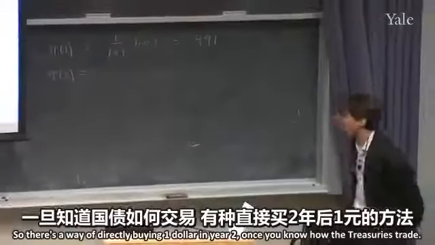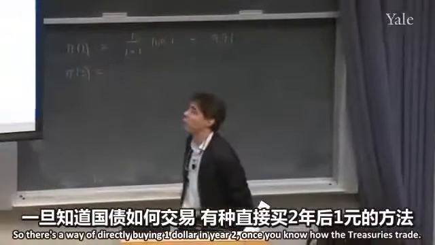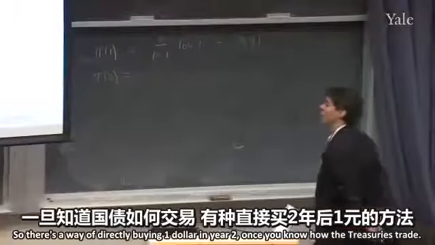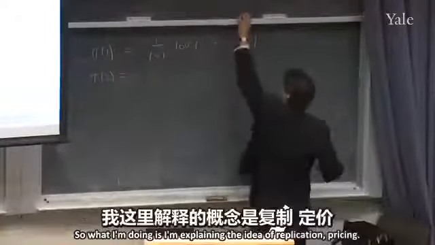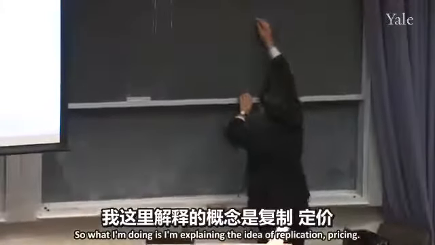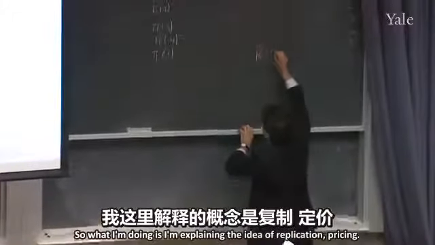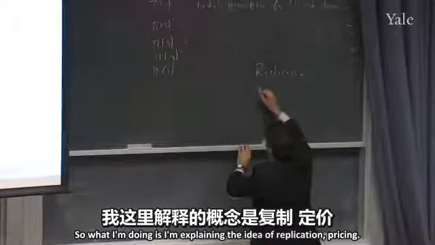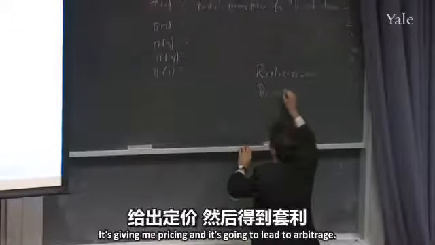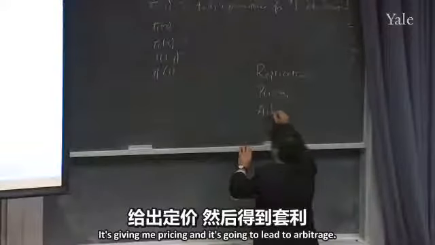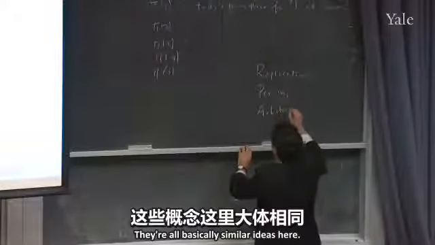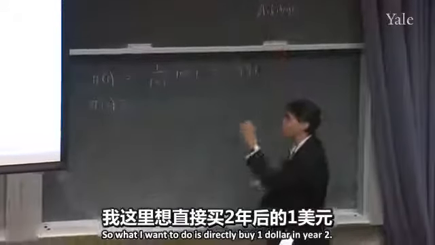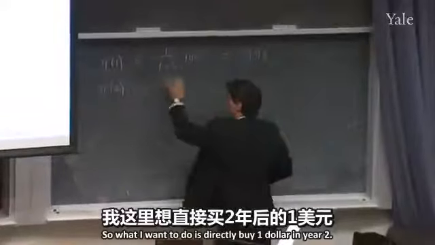So there's a way of directly buying $1 in year 2 once you know how the treasuries trade. What I'm doing is explaining the idea of replication. That's giving me pricing, and it's going to lead to arbitrage. They're all basically similar ideas here. Okay, so what I want to do is directly buy $1 in year 2.